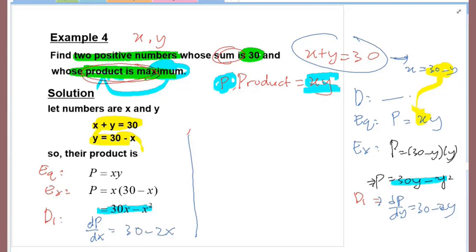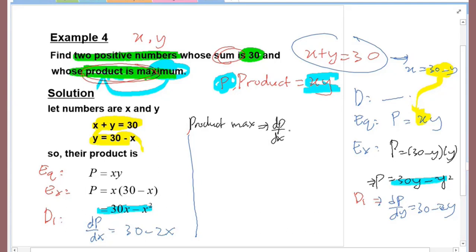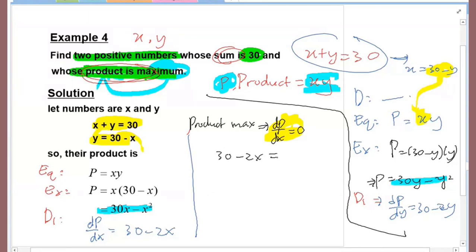So the maximum product implies that dP/dx is equal to 0. Maximum or minimum is always equal to 0. Then dP/dx is 30 minus 2x is equal to 0. 2x is equal to 30, x is equal to 15. So you have to check and confirm whether when x is equal to 15 the product is maximum or not, by using the second derivative.